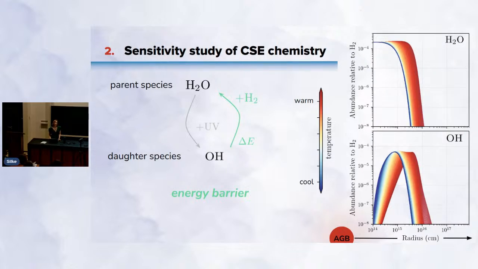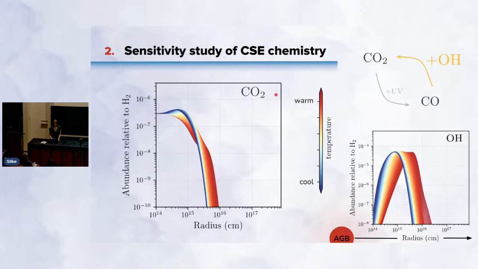We see a similar effect, for example, in water and its daughter species, OH. And actually, OH is a very important molecule because it can also interact with a lot of other molecules, for example, with CO2 and CO. And now we know that this OH molecule is depending on the temperature, and hence it can actually make other species also dependent on temperature.